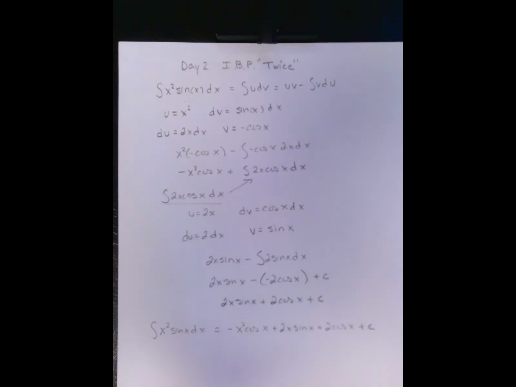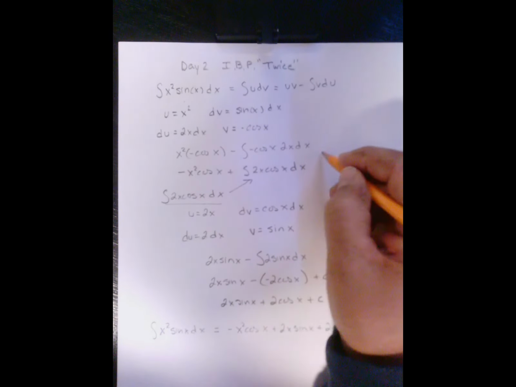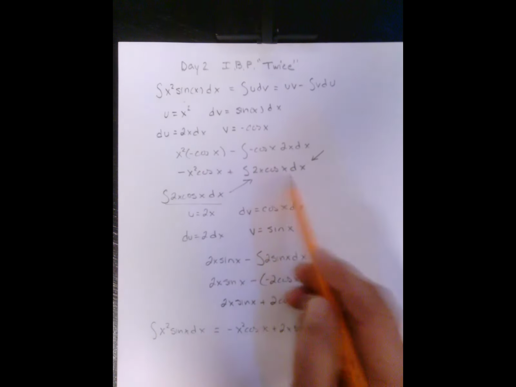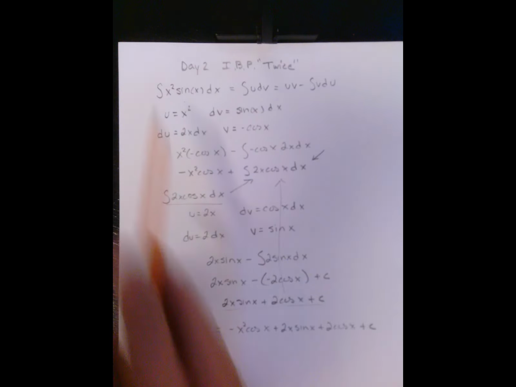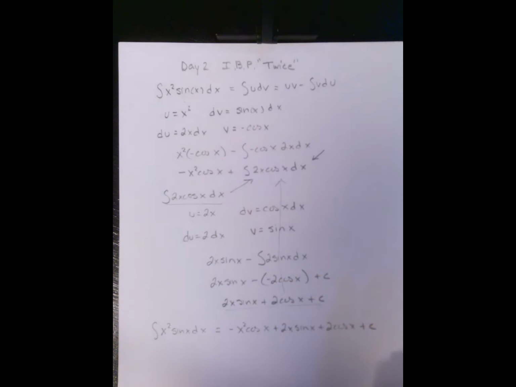When I applied it the first time, I was left with an integral which required integration by parts to do. I did integration by parts to evaluate that second integral, and then took that value and plugged it back into my formula for the integral of the original, or that I was originally trying to solve. You could take the derivative of this function to verify that it is in fact the antiderivative of x squared sine x dx.